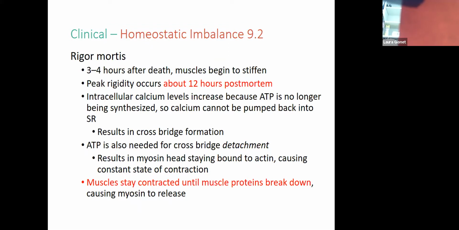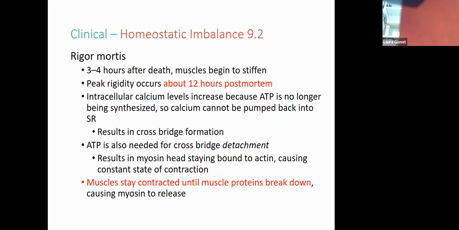Okay. The clinical homeostatic imbalance: what is rigor mortis? This is one of my favorites. Everybody always finds this interesting, and it's going to be great conversation at dinner tonight, if you haven't missed it already. All right. So after about 3 to 4 hours of death, the muscles start to stiffen, and you have peak rigidity at about 12 hours. And then after that, it starts to relax again.